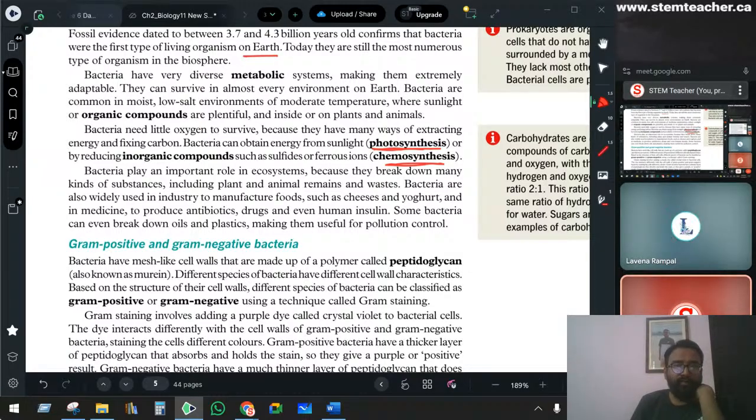Bacteria play an important role in the ecosystem because they break down many kinds of substances, including plant and animal remains and waste. I think we have seen this in the ecosystem. I explained in the ecosystem the major requirements of an organism. Do you remember this? There are five major requirements to exist in the ecosystem.